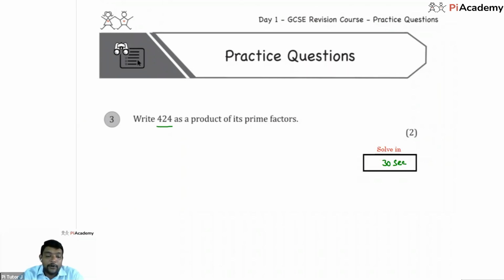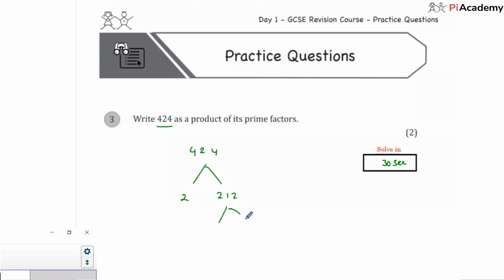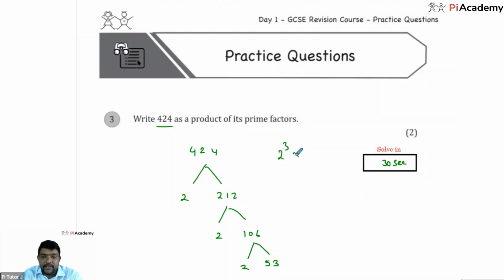So 424, you are writing as a product of prime factors. Let's do a tree diagram. 424 is 2 times 212, right? And then 2 times 106. And it is 2 times 53. So it is 2 cubed times 53, which is 8 times 53, right? Yeah, good. Wonderful. Excellent. Let's go to the next question.